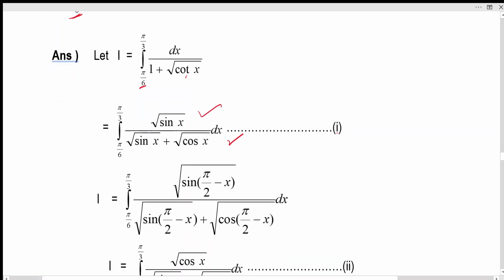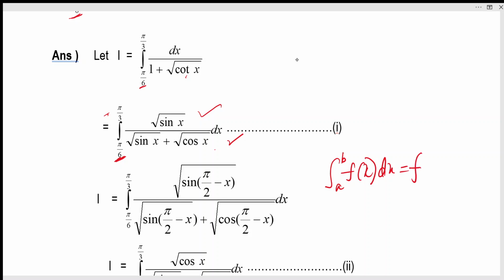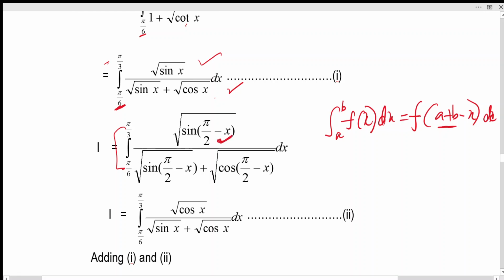That is done. Now whenever we have sine x over here and the denominator is sine x plus cos x, look at the limits. This is pi upon 6 and this is pi by 3, meaning 30 and 60 degrees, right? So there is one property given to you that when it is a to b f x dx, you can apply the property. This is f of a plus b minus x dx, because when you add both of these, this will become 90, and so you can add both the limits over here and then minus x. So this has become 90, so I can apply the property. So it will become 90 minus x in the numerator and 90 minus x over here and over here also.